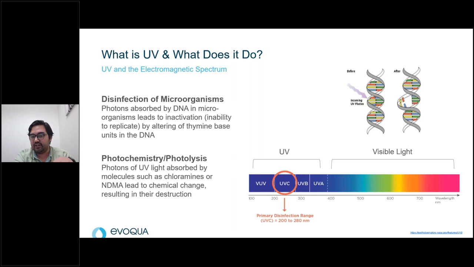That's the range of the wavelength, the light wavelength. A typical low pressure UV produces at the UVC level, between 200 to 280 nanometer range. These are the ranges that focus on primary disinfection. Whereas for medium pressure UV, the wavelength goes up to 350 nanometer, which is also the wavelength that can break the bond of the chloramine molecule.